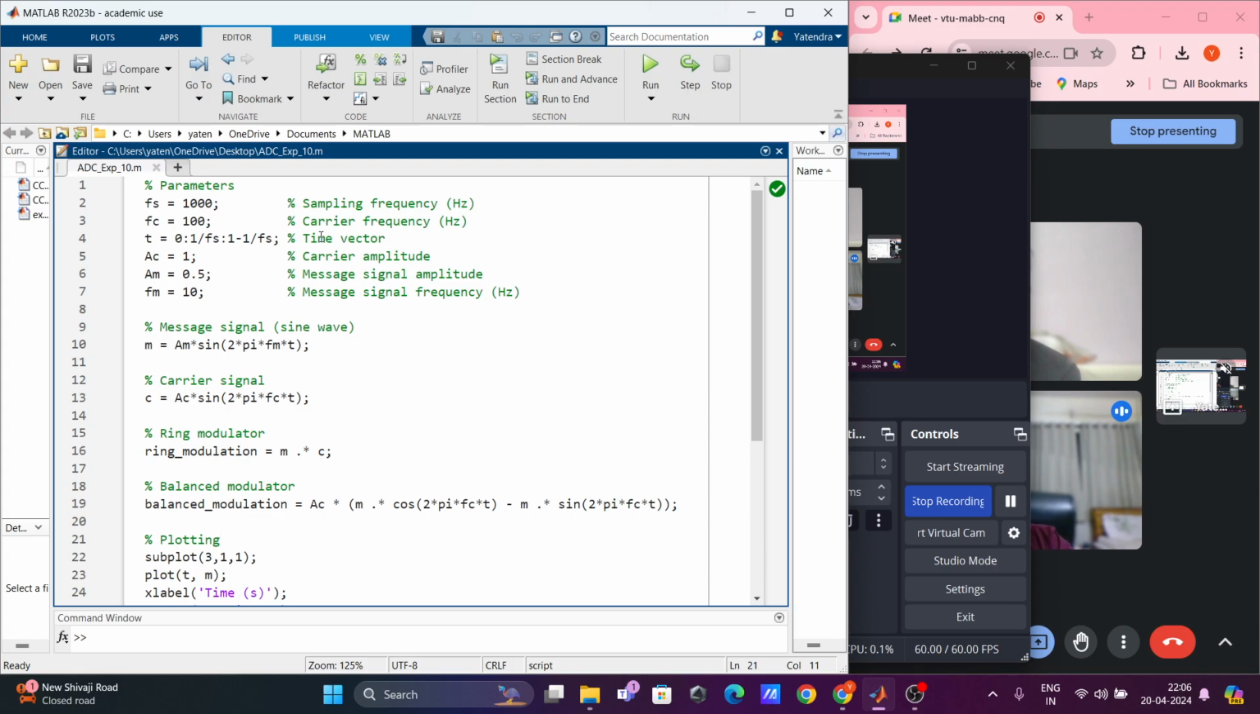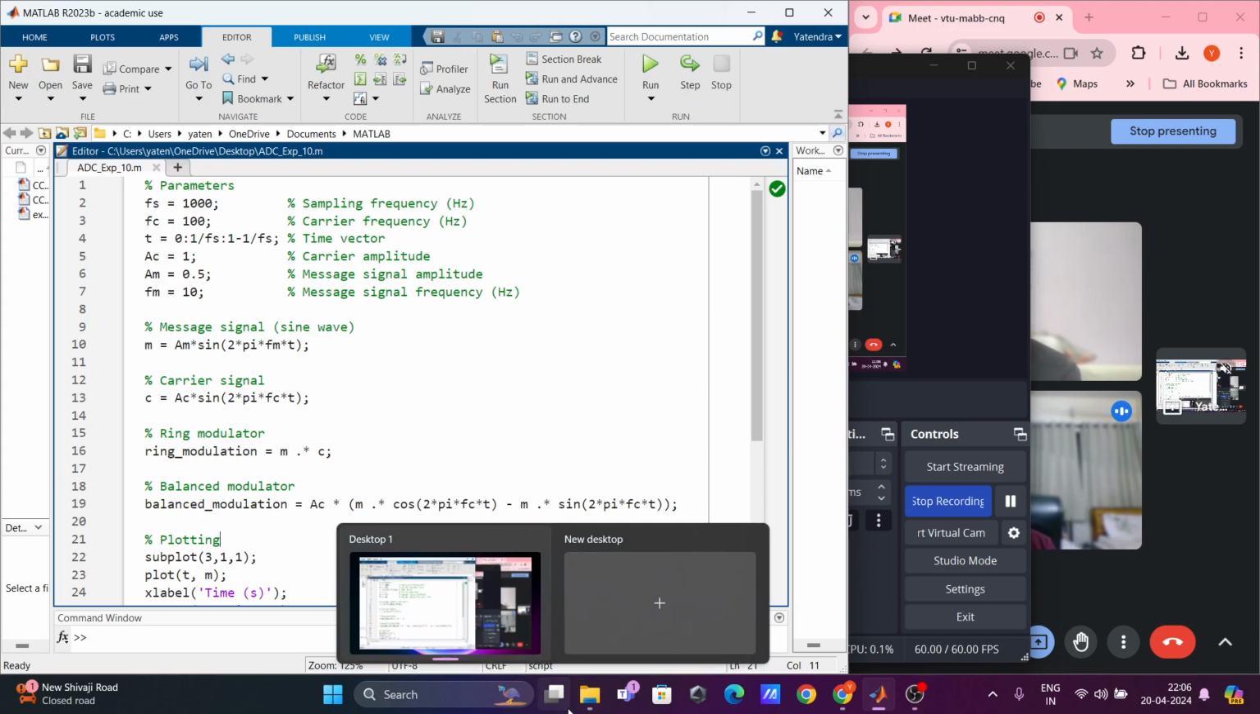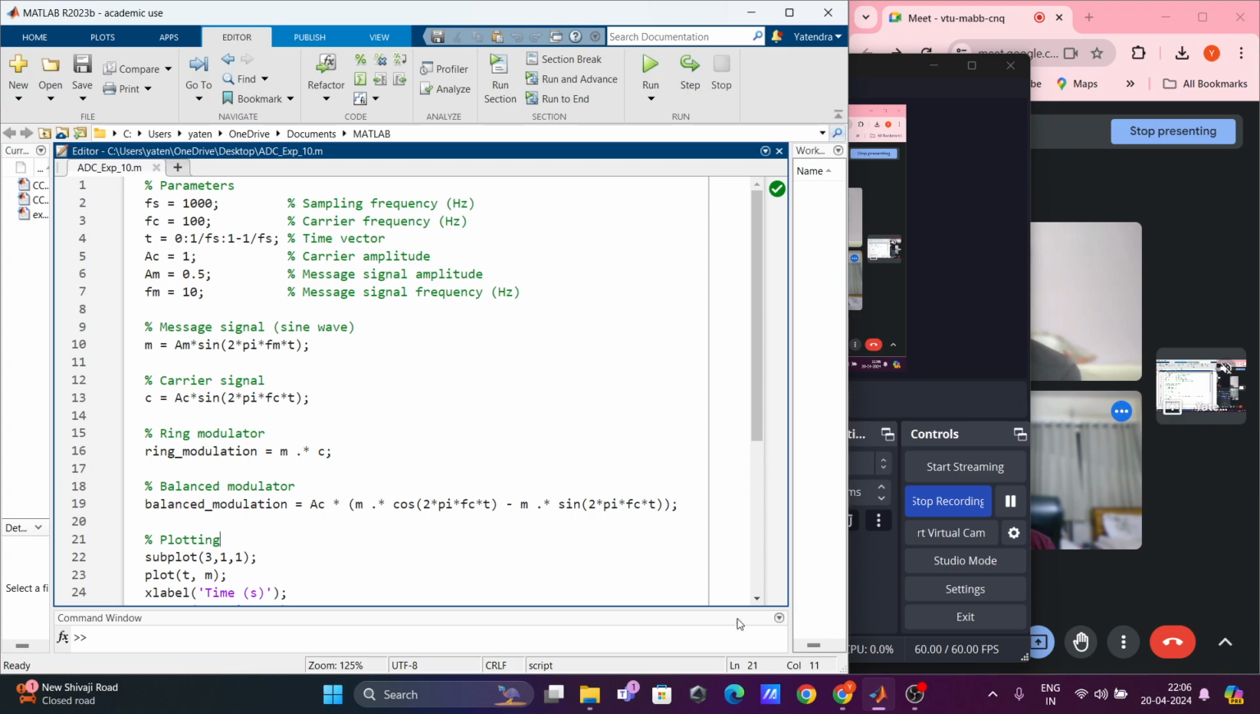First we can see the setting parameters, where the variables are set up: fs, fc, t, Ac, Am and fm. fs is the sampling frequency, which determines how often we measure the signal. fc is the frequency of the carrier signal. t is the time vector, which represents the duration of our signal. Ac is the amplitude of the carrier signal, which is 1. Am is the amplitude of the message signal, and fm is the frequency of the message signal, which carries the information we want to emit.